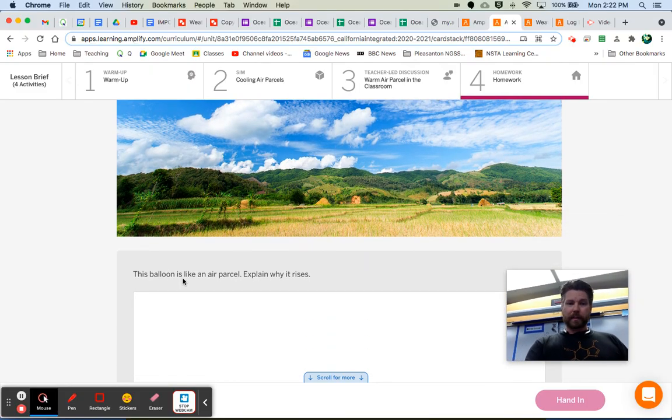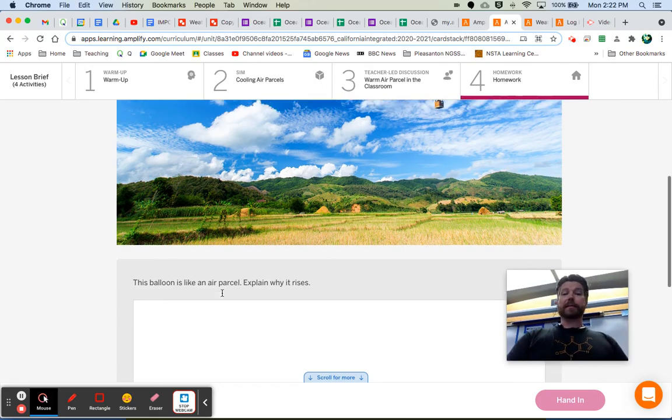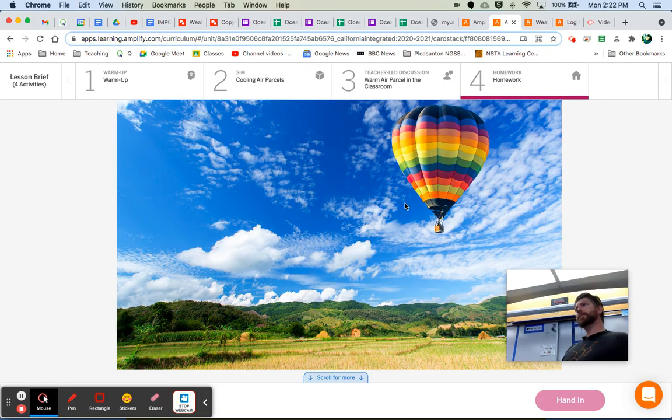This balloon, the statement down here, is like an air parcel. Explain why it rises. So if this balloon is like an air parcel, what do we know about air parcels? And what do we know about why an air parcel might rise? Okay, make that connection to this hot air balloon, and yeah, then you're done. That's your homework.